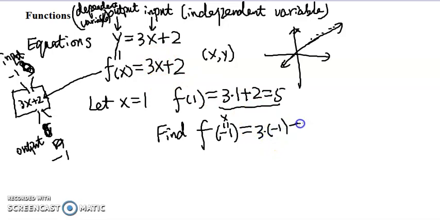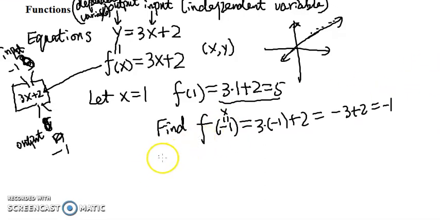3 times -1 plus 2. That gives us negative 3 plus 2. That's -1. So that's the answer. And previously we called this number y, but now we just say this is the output of -1, or it's the value we get when we replace x, the independent variable x, with -1.